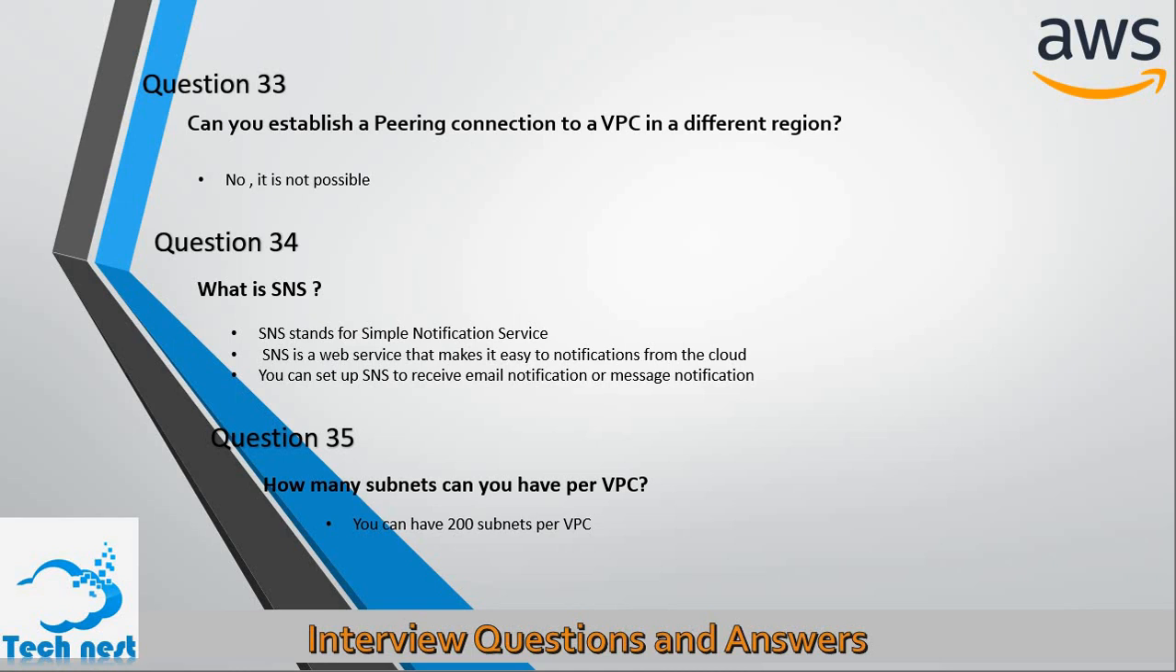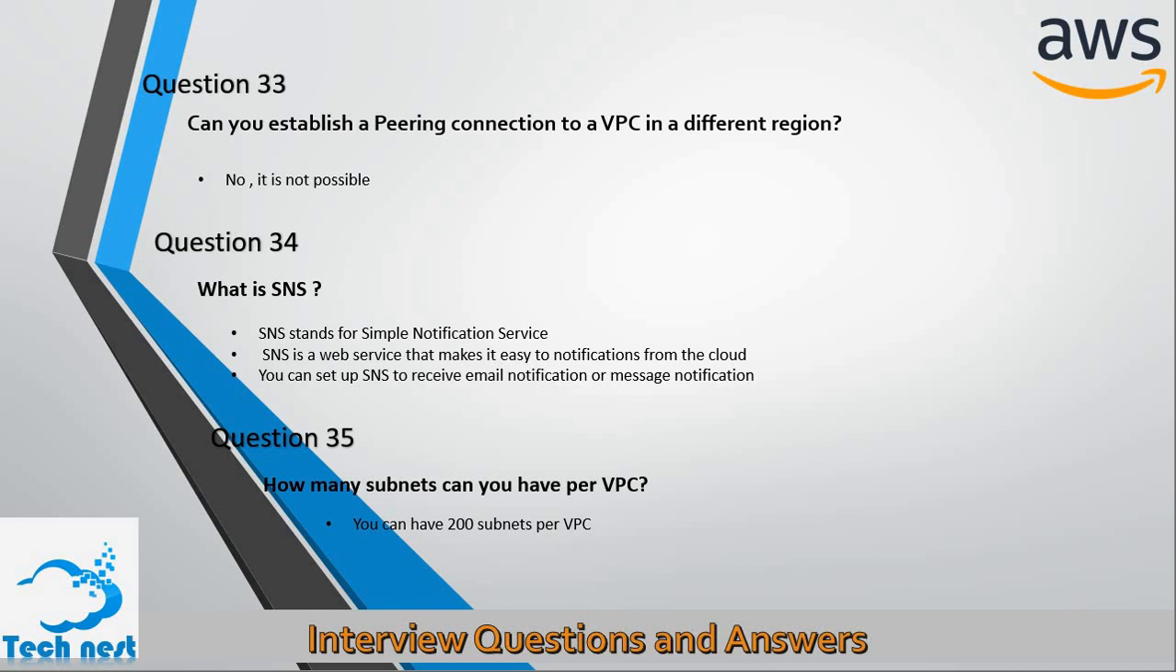Can you establish a peering connection to a VPC in a different region? No, it is not possible to establish a peering connection to a VPC in different regions. What is SNS? It is a Simple Notification Service. SNS is a web service that makes it easy to send notifications from the cloud. You can set up SNS to receive email notifications or message notifications.